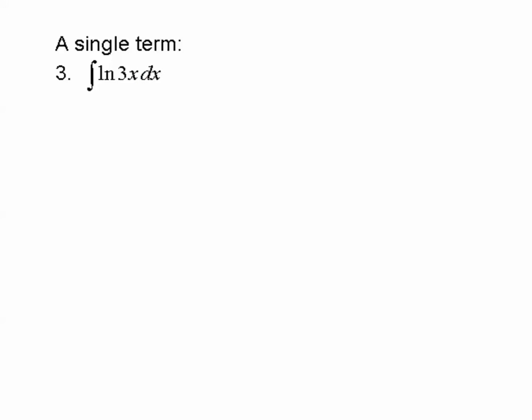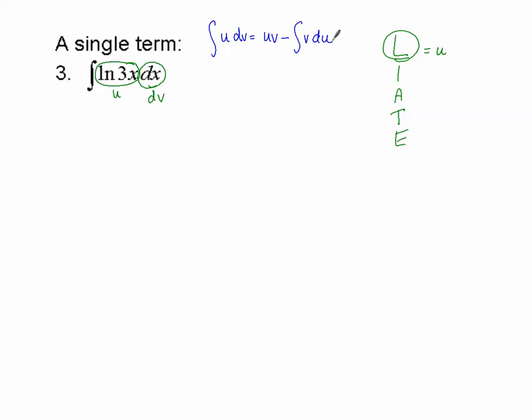Now, if we write down our LIATE, logs is what we have. So log is our u. All of this function is the log function. That's our u, which means the rest of it, just the dx, will be our dv. Now again, the more you write this formula, the more you'll remember it. The integral of u dv equals uv minus the integral of v du.